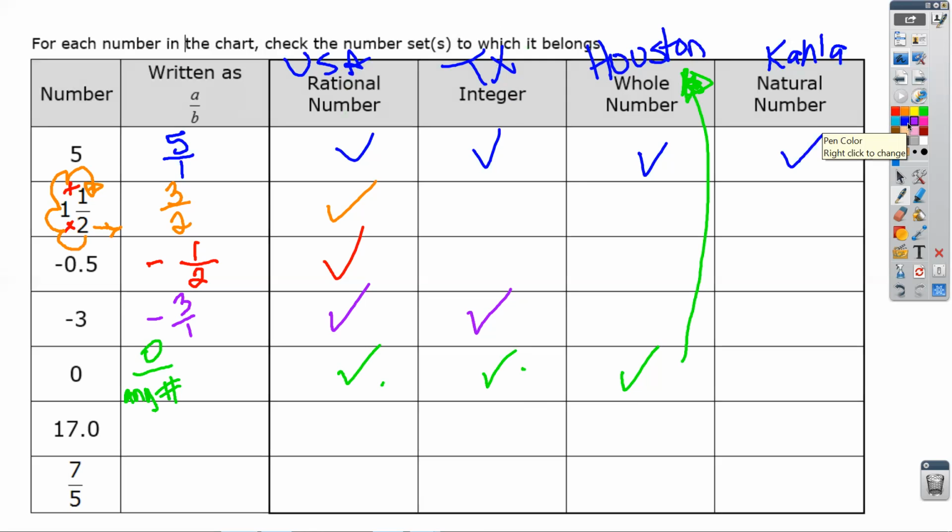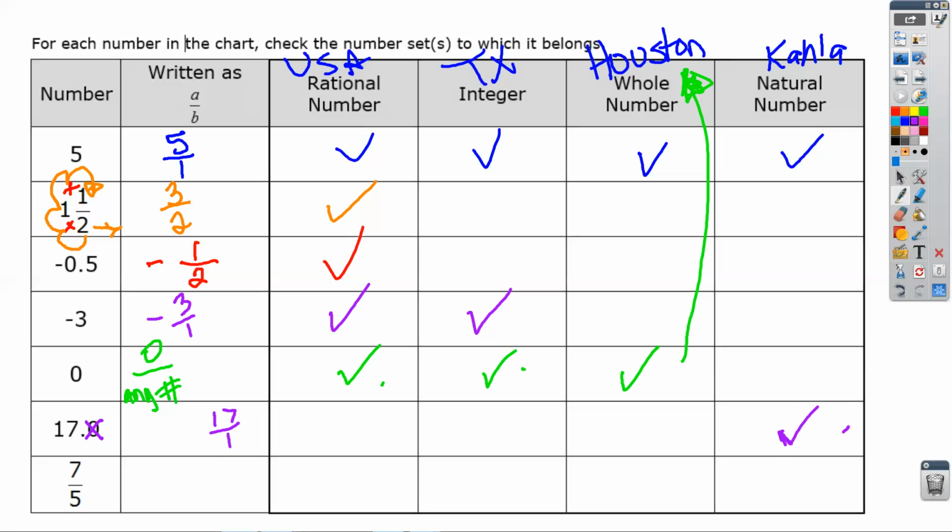17.0. Well, remember I said before that the 0.0 I can drop off. So we can just rewrite that as 17 or 17 over 1. Now at 2 or 3 years old, a kid probably cannot count all the way to 17. However, it can be done. It is a natural number.